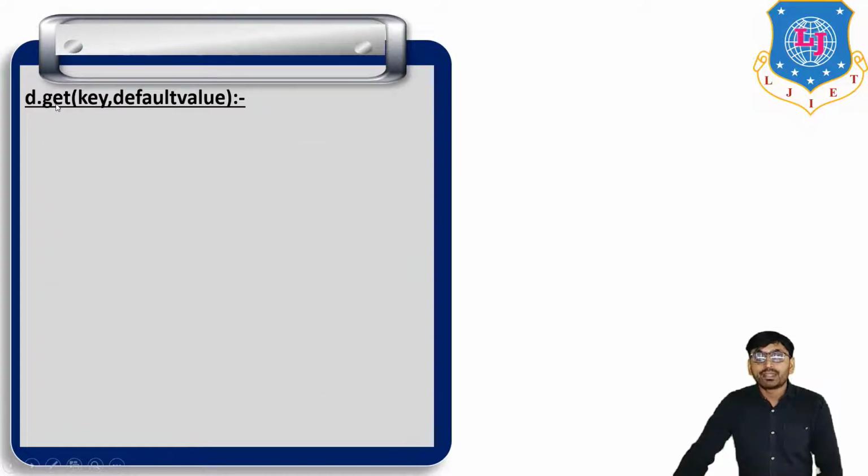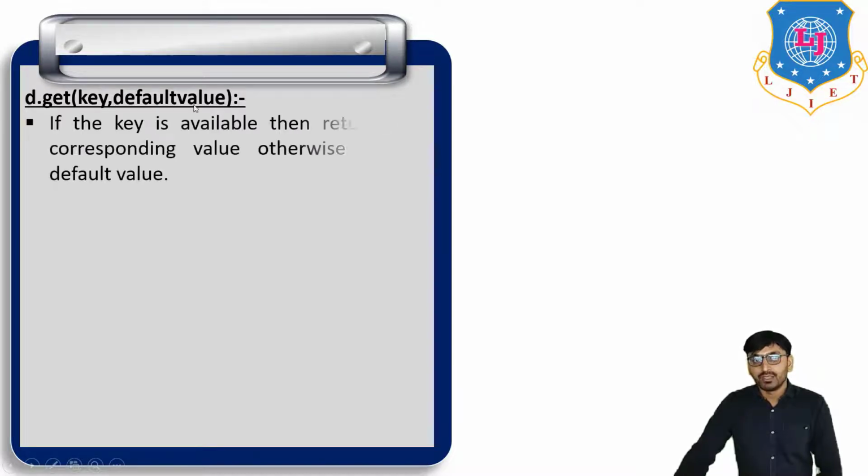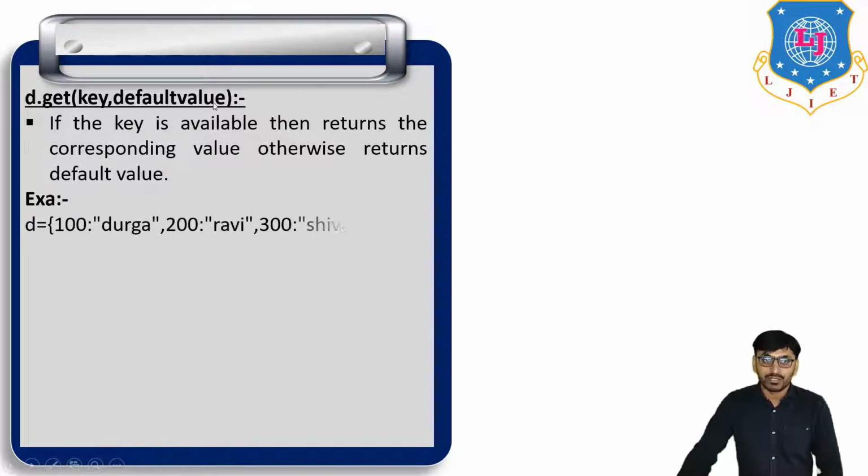Now D dot get, and inside the parenthesis key and default value. So if the key is available in the dictionary, then return the corresponding value. And if the key is not available in the dictionary, then return the default value. Default value that is given here. Okay. So for example, D, that is one dictionary which contains three items. This 100 Durga, 200 Ravi, 300 Shiva.